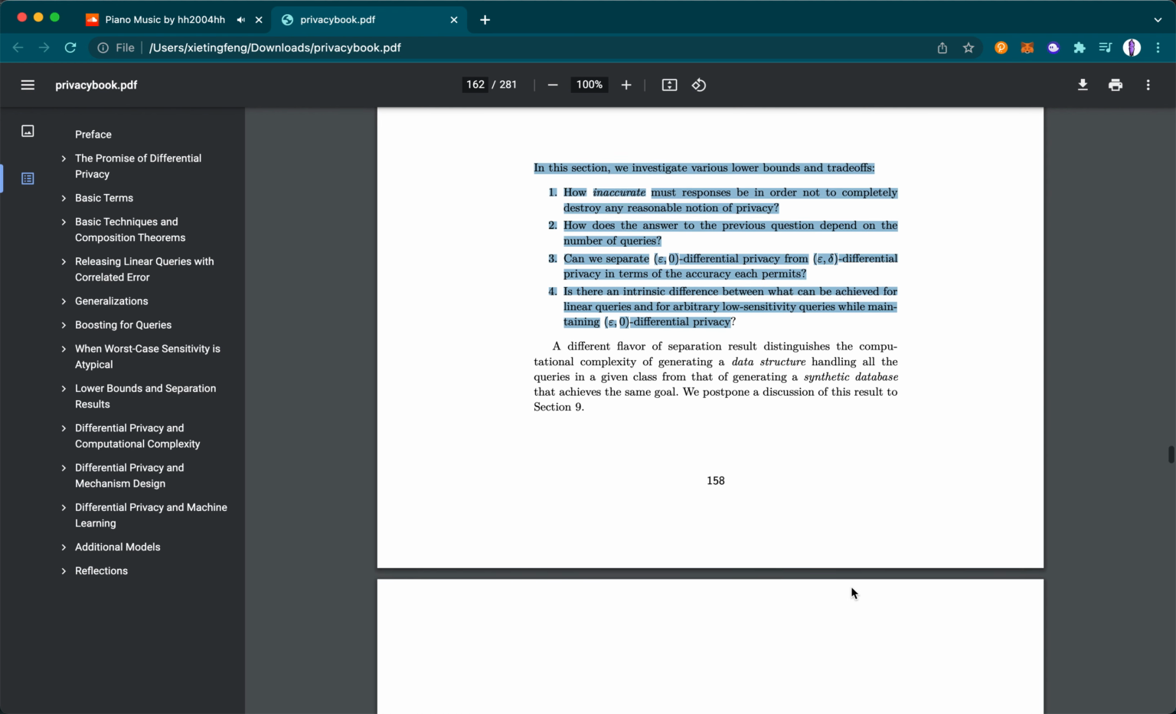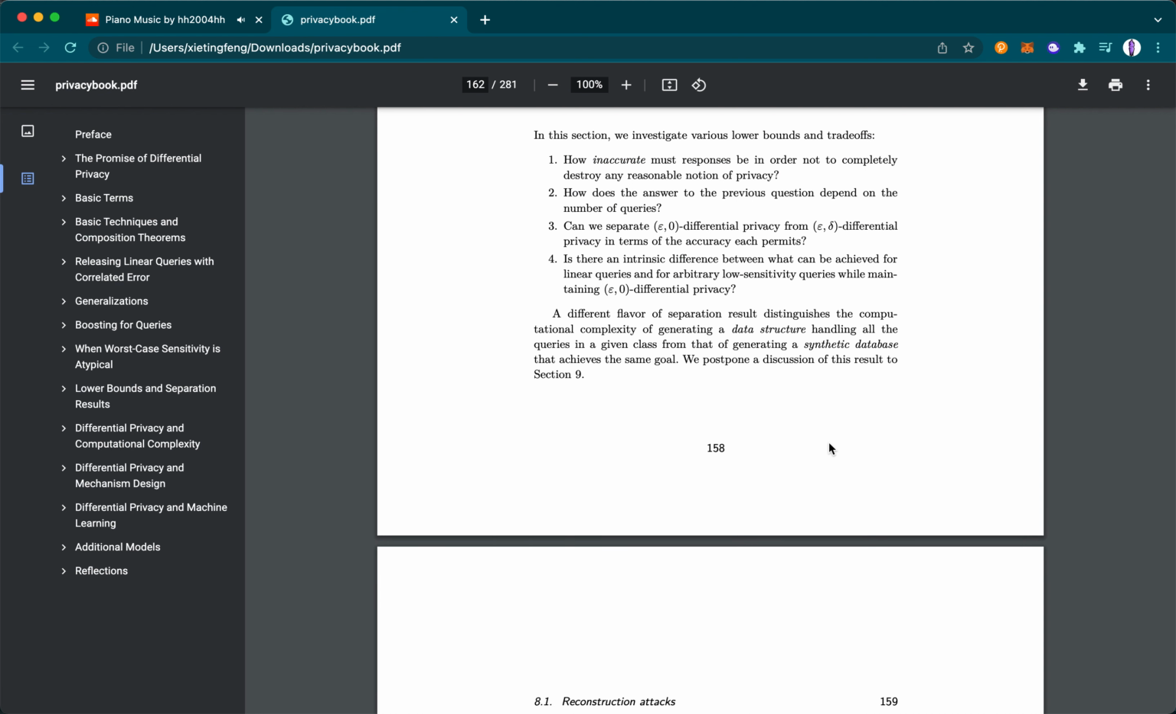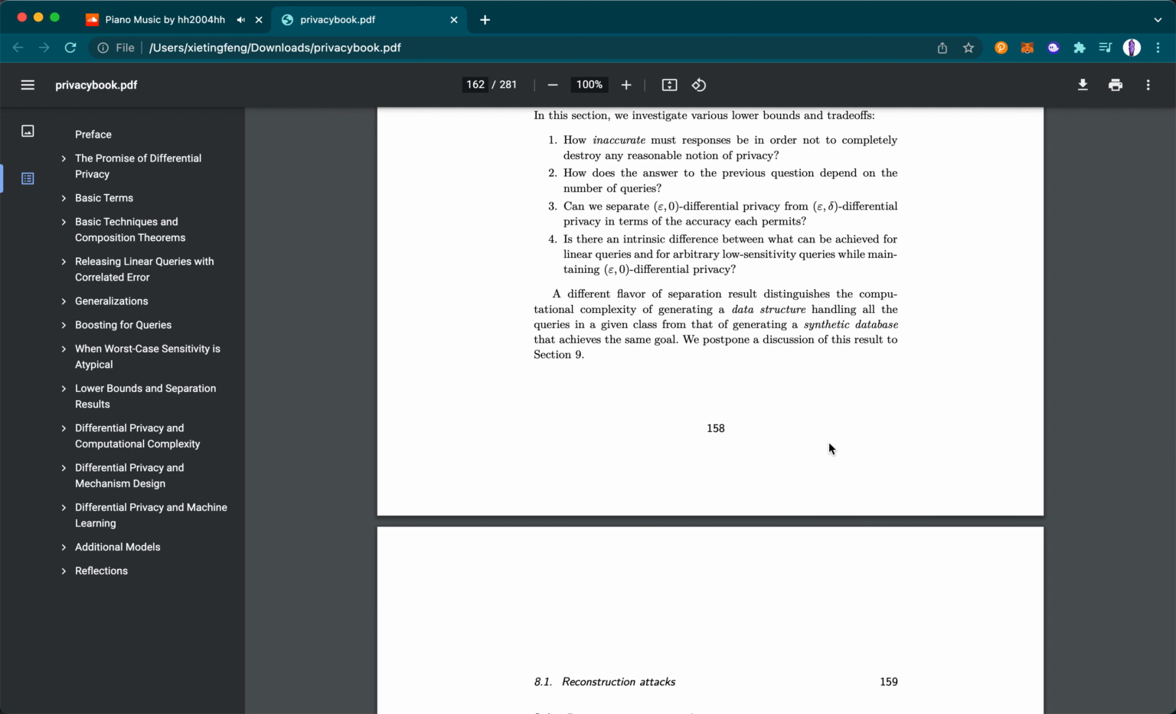In this section, we investigate various lower bounds and trade-offs. 1. How inaccurate must responses be in order not to completely destroy any reasonable notion of privacy? 2. How does the answer to the previous question depend on the number of queries? 3. Can we separate (epsilon, 0)-differential privacy from (epsilon, delta)-differential privacy in terms of the accuracy each permits? Is there an intrinsic difference between what can be achieved for linear queries and for arbitrary low sensitivity queries while maintaining (epsilon, 0)-differential privacy?